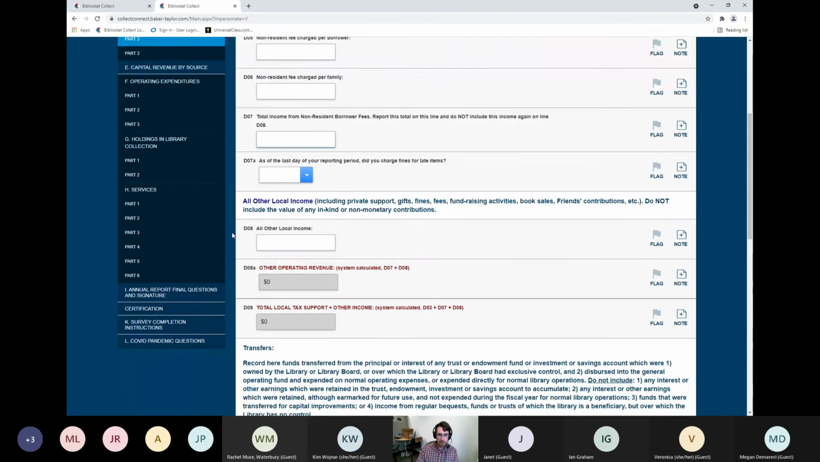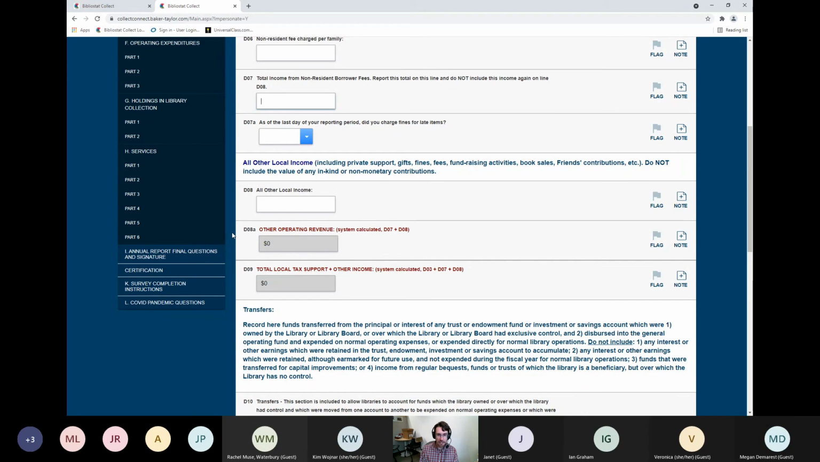Okay, so we did non-resident borrowing. Next is all other local income. This is a huge category, but it is private support, donations, things like that, gifts, fines, fees, fundraising, book sales. This is everything else basically that you were getting from not necessarily even the community, but most other income. There's a separate section for grants. This doesn't include grants, but it does include almost everything else. So that all goes here.